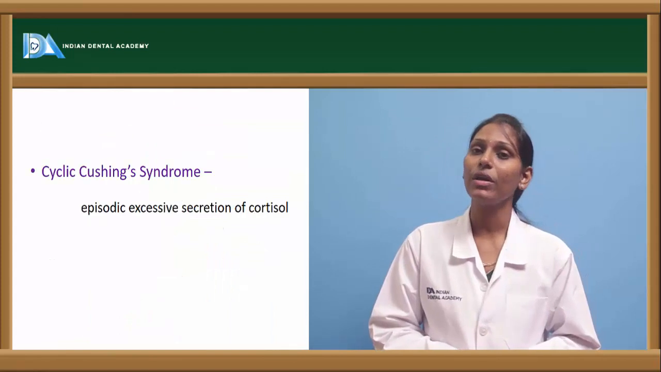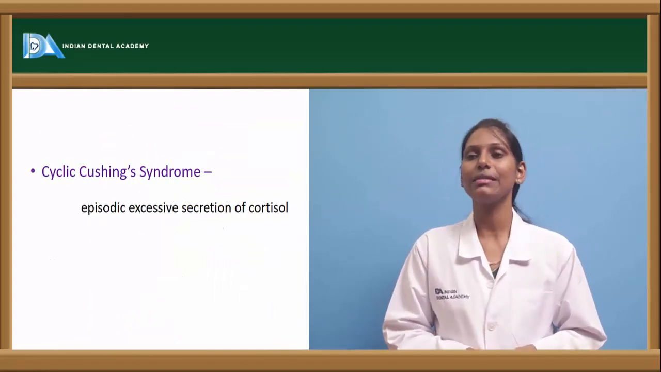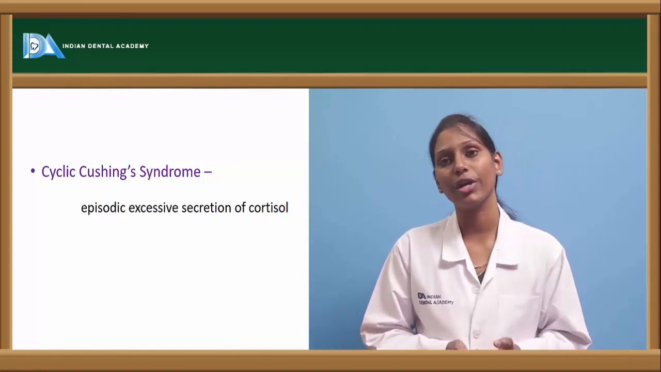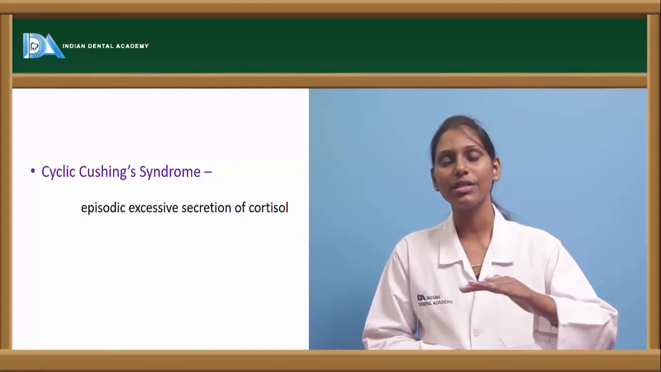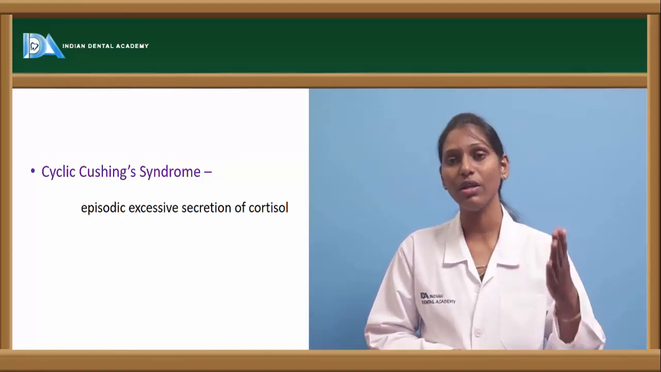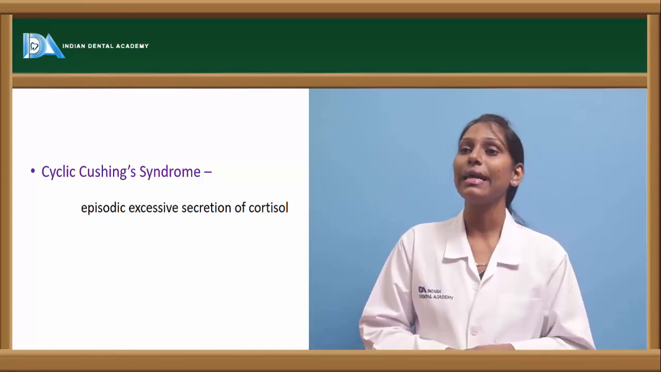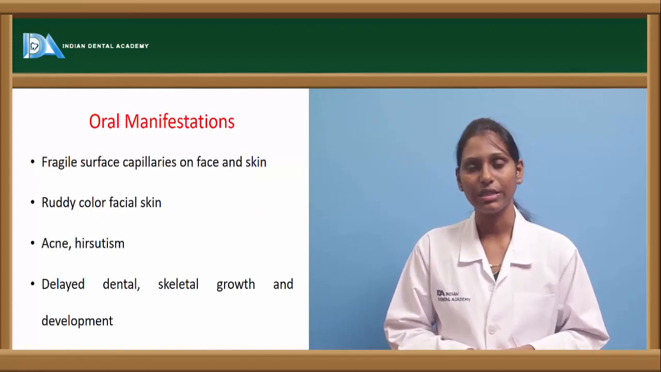Now we have something called cyclic Cushing syndrome. In cyclic Cushing syndrome, there is episodic excessive secretion of cortisol. They will not have constantly elevated levels of cortisol, but at a few periods of time or at certain episodes, we can see excessive secretion of cortisol in those cases.